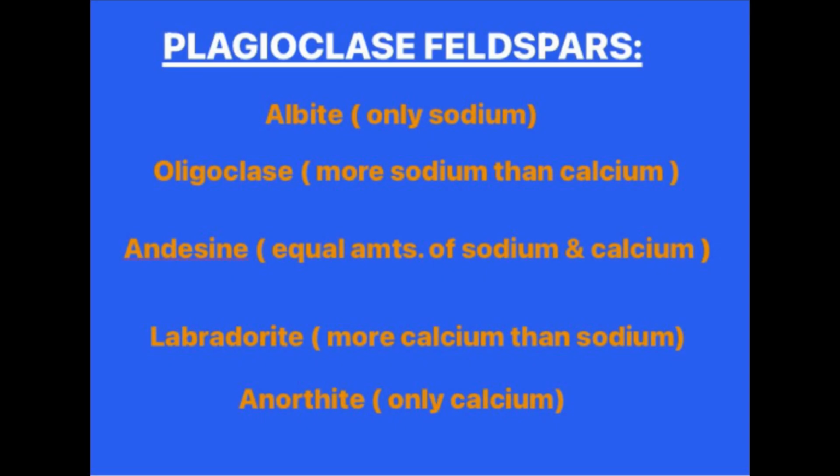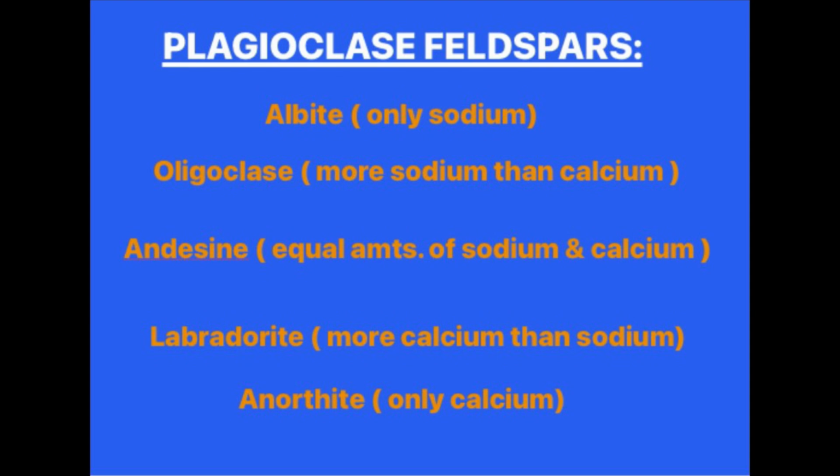Albite at the top has only sodium in it, and anorthite on the bottom has only calcium. And in the very middle of this range, we have andesine, which has equal amounts of sodium and calcium. Oligoclase has more sodium than calcium, and labradorite has more calcium than sodium.